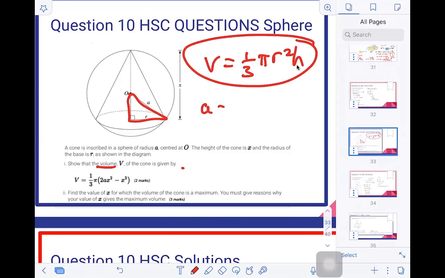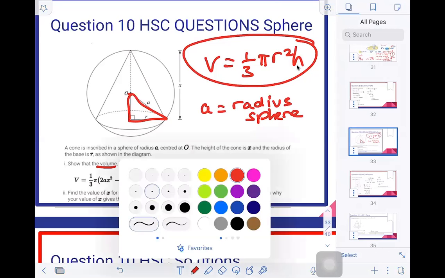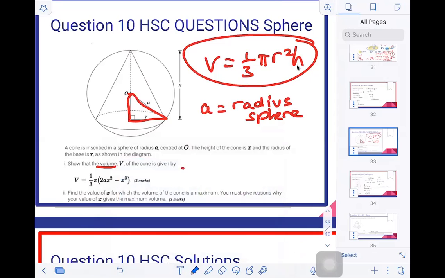Now A, that is the radius of the sphere. We've actually done this question earlier. It's just this one's in a HSC. There's a HSC one. So A is the radius of the sphere. So we know, oh, this is X.